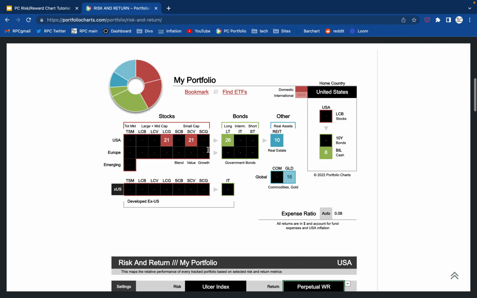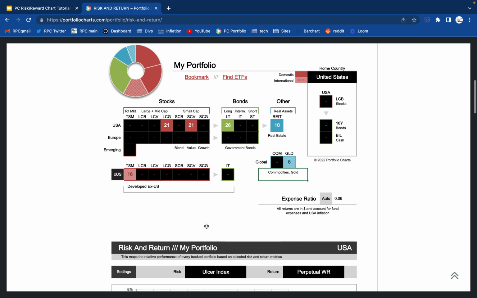All right, so I'm going to go back up here. I'll put in 16 here for ex-US total stock market. We'll take the cash down to 0, and we'll take the gold from 16 down to 6. All right, so we still have the same number of asset classes. We basically just put in a little bit higher equity percentage overall. All right, now let's go.